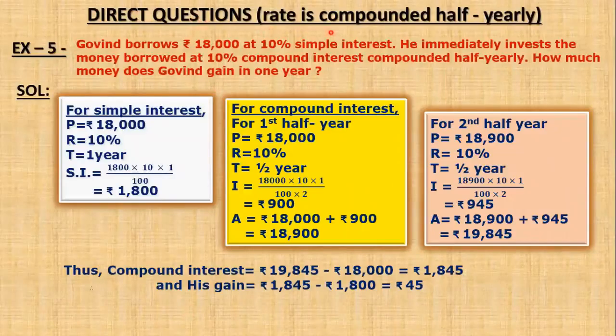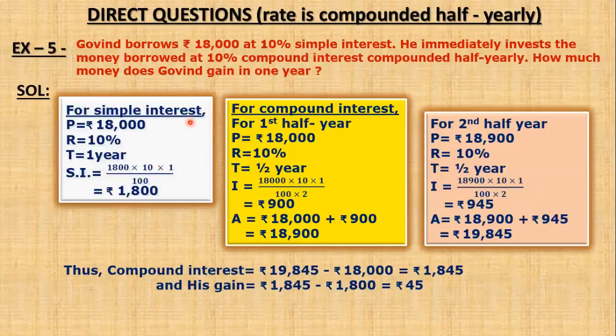Now the rate is compounded half yearly. Govind borrows rupees 18,000 at 10% simple interest. He immediately invests the money borrowed at 10% compound interest, compounded half yearly. How much does Govind gain in 1 year? So he is borrowing the amount of rupees 18,000 at simple interest and then investing it on the compound interest.